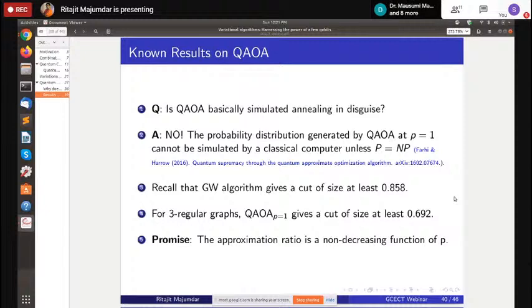So this algorithm actually satisfies all the constraints of these near-term devices, and still it doesn't give a better result than the classical algorithm, but it shows the potential that as we increase P, maybe we can even beat this GW algorithm.